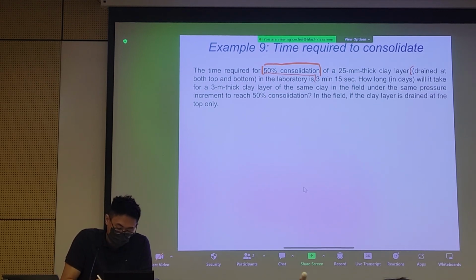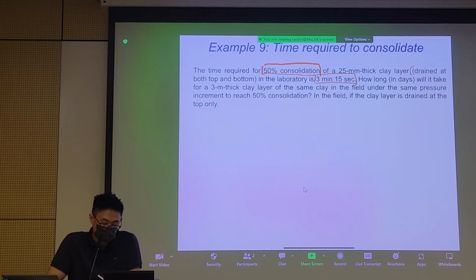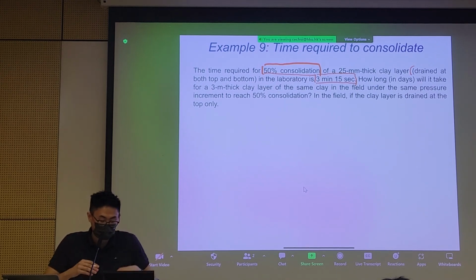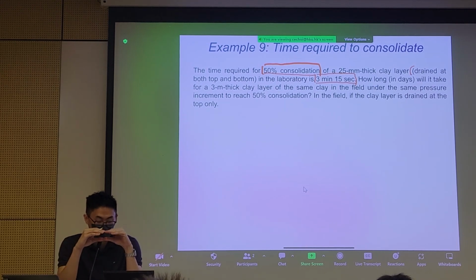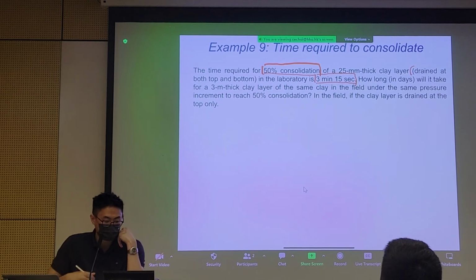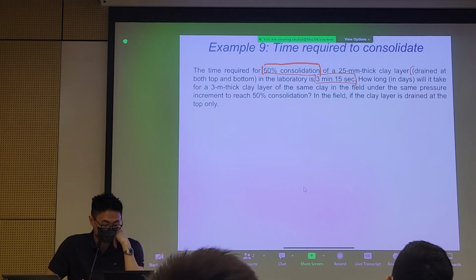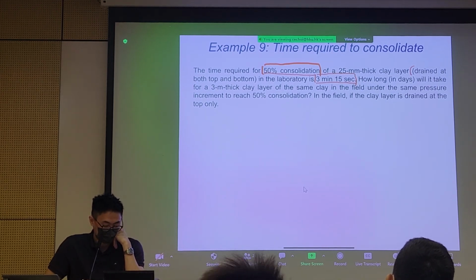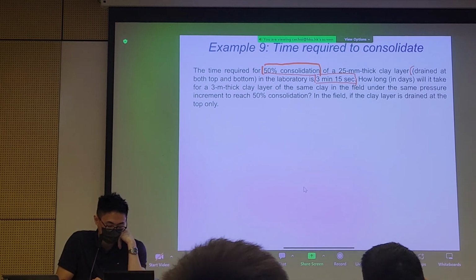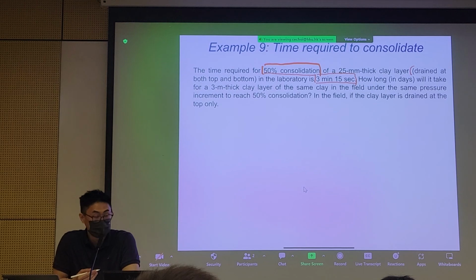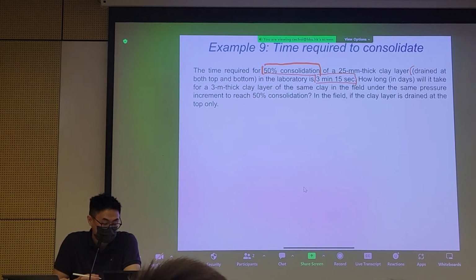In the lab, it should take about 3 minutes and 15 seconds. Now, the question asks us, in the field, how long will it take? Because in the lab, we only have a 25 millimeter thick specimen, but in the field, if it's 3 meters thick, how long will it take? And we're doing this under the same applied pressure to reach 50% consolidation. Now to throw in a twist, the question says in the field if the clay layer is drained only at the top. So in the lab you have double drainage, but in the field you have single drainage.